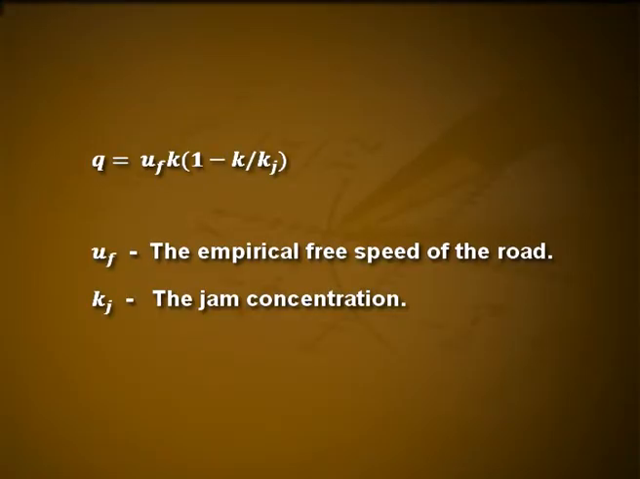Many different forms of q of k have been fitted to the data. One of the simplest models for q of k is Greenshields model given by q is equal to uf into k into 1 minus k by kj, where uf is the empirical free speed of the road, that is the speed at which a vehicle would travel if it were alone on the highway, and kj is the jam concentration.